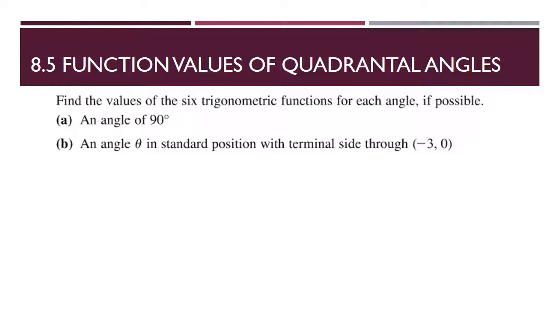Find the values of the 6 trig functions for each angle if possible. So you're going to do an angle of 90 degrees and an angle in standard position with a terminal side through (-3, 0). Pause the recording, give this a try, and resume to check your answer.